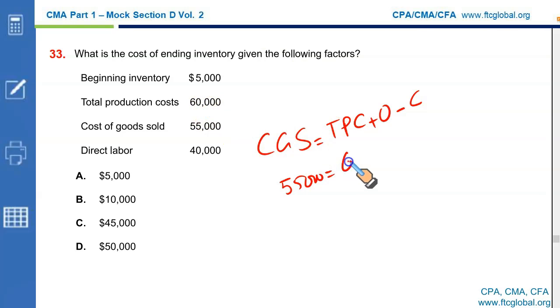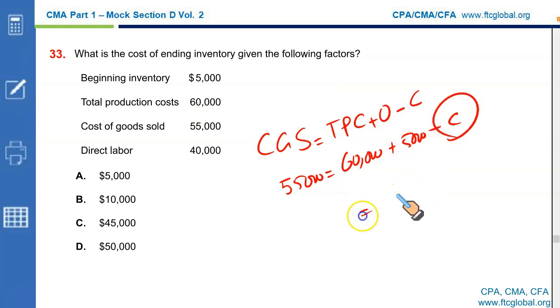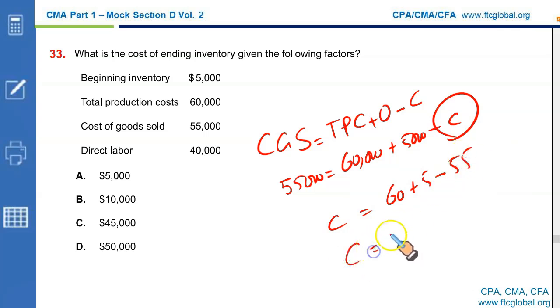Total production cost is given as $60,000. Opening stock is given as $5,000. You can make C the subject of the equation and find the answer. C is equal to 60 plus 5 less 55. So C is equal to 10. That is the closing stock. Closing ending inventory is 10. That makes B the correct option.